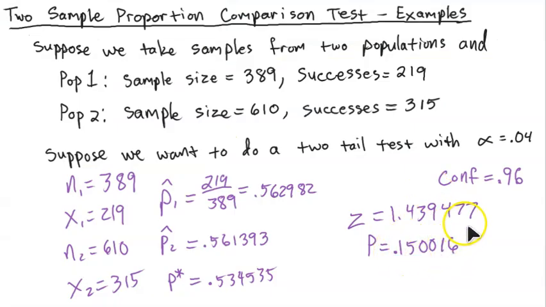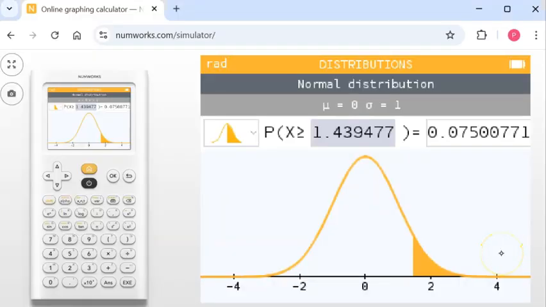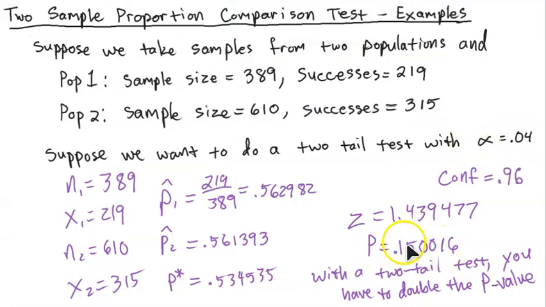So why is it 0.075 instead of 0.15? Well, it's a two-tailed test. Remember, write this down: with a two-tail test, you have to double the p-value. So we have to double this number, times 2. I don't know if you remember that or not. We have to do 0.075 times 2, and that would give us 0.15.